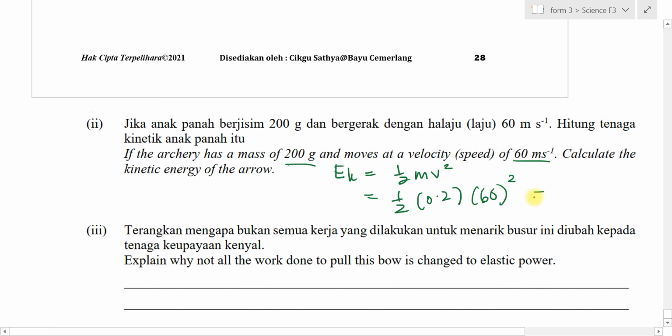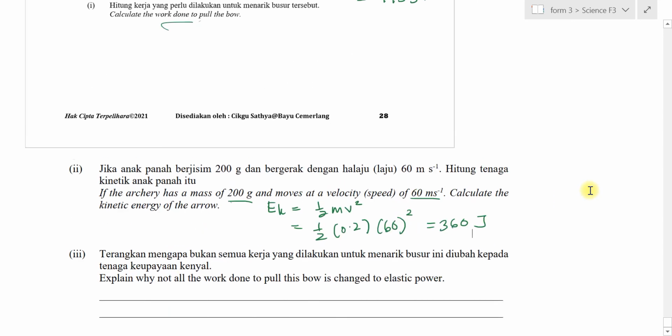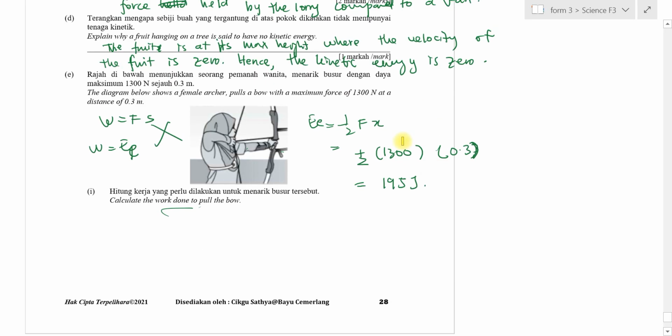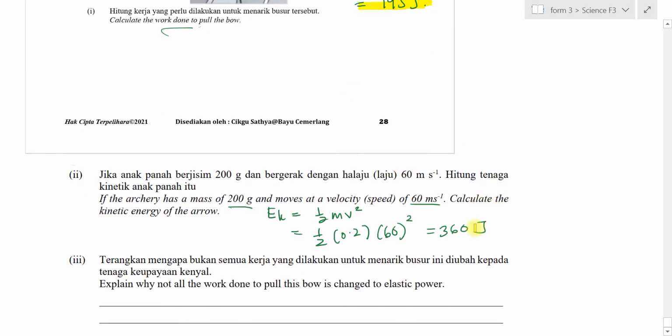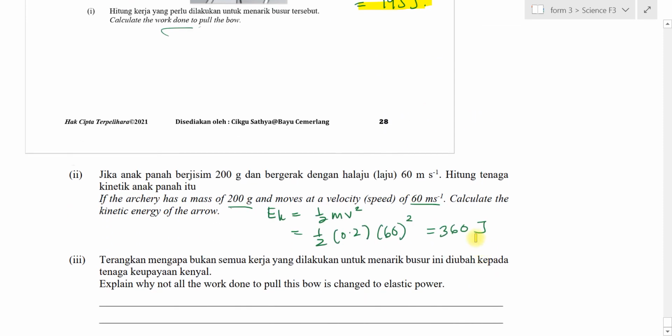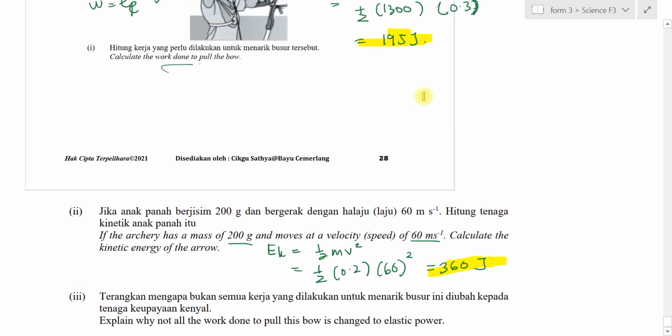And I'm getting 360 joule. Guys, if you see here, this is 195. And this one also must be 195 watt, according to the principle of conservation of energy. The energy must be the same, right? But why is it not the same?